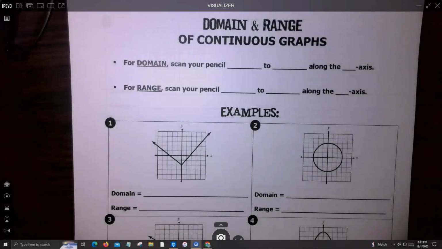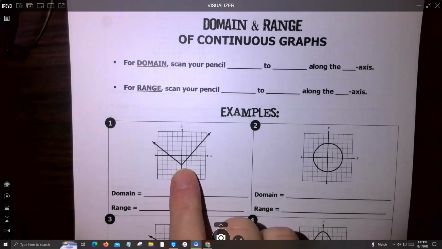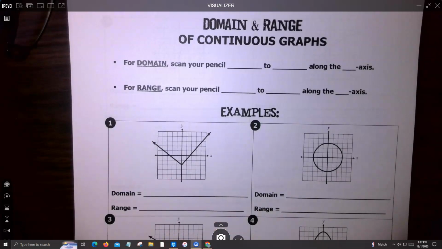All right, so we are going to now work on how to find the domain and range of continuous graphs. That means graphs that are not just points, but an entire kind of picture. It's got some lines or circles or angle-looking things like this, that type of thing.